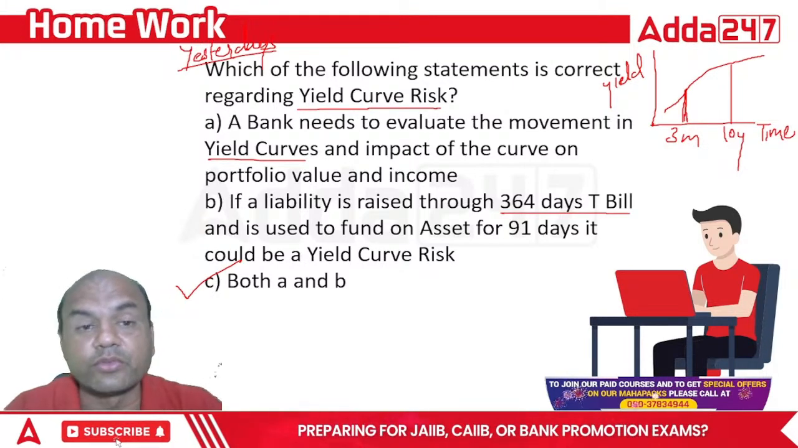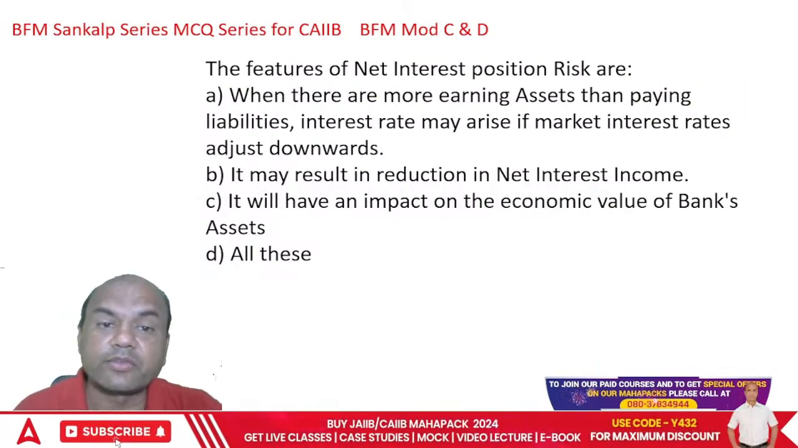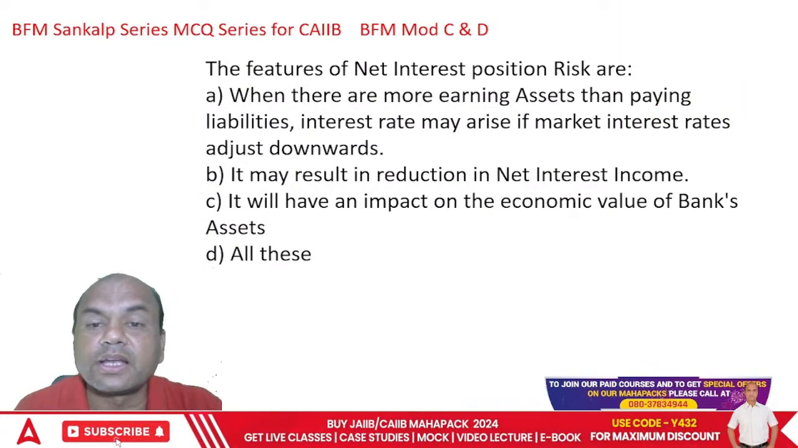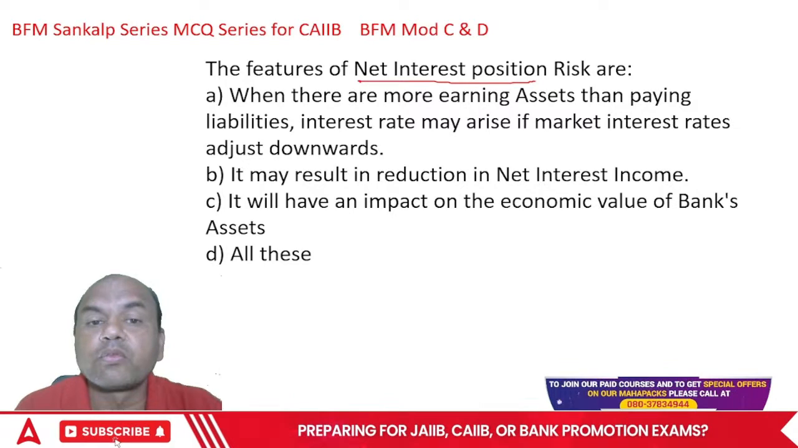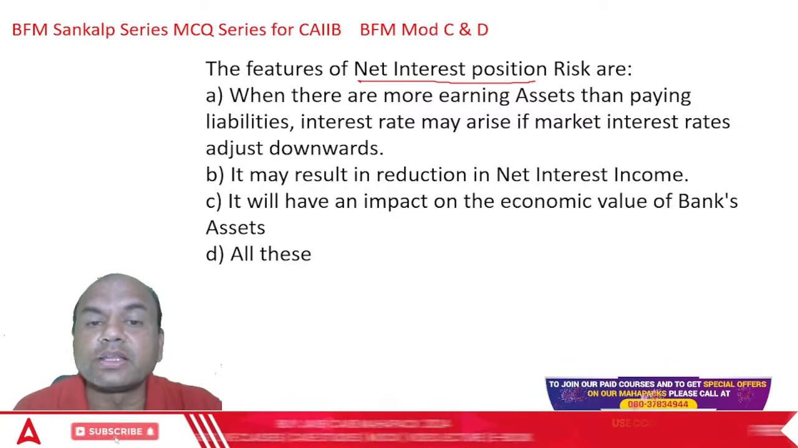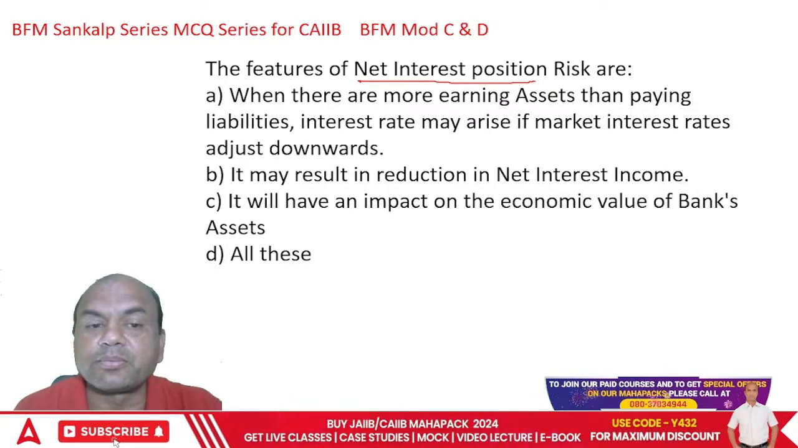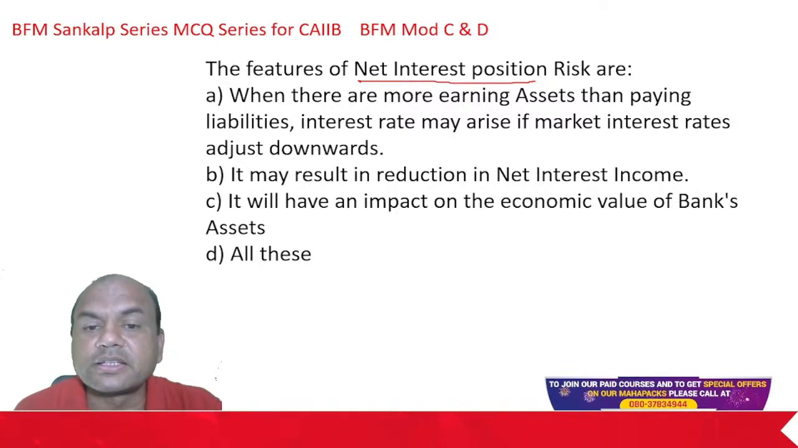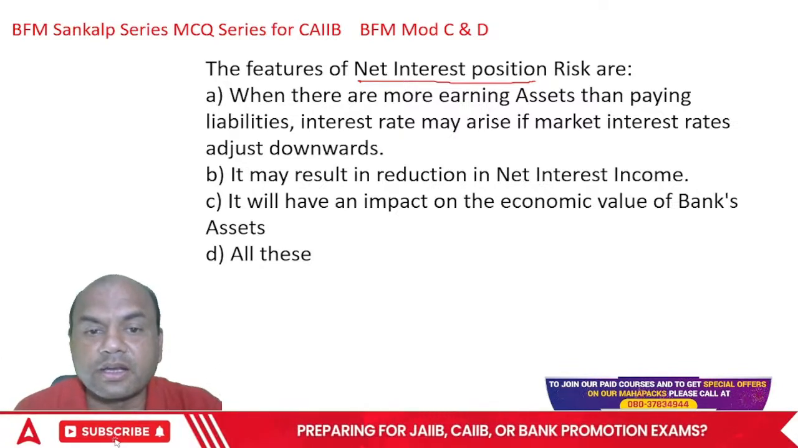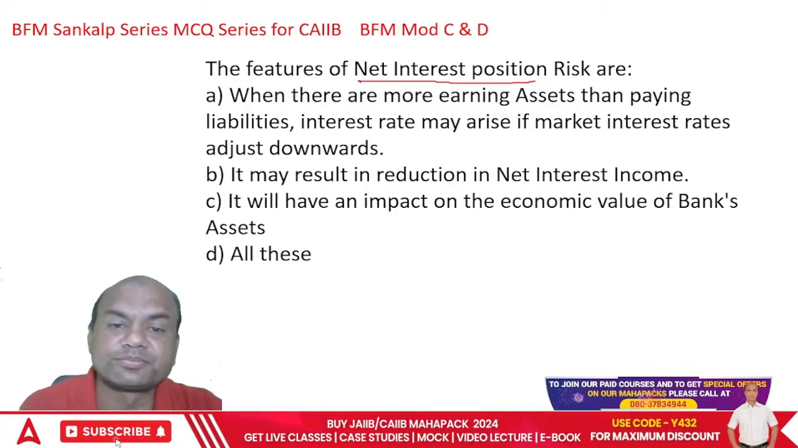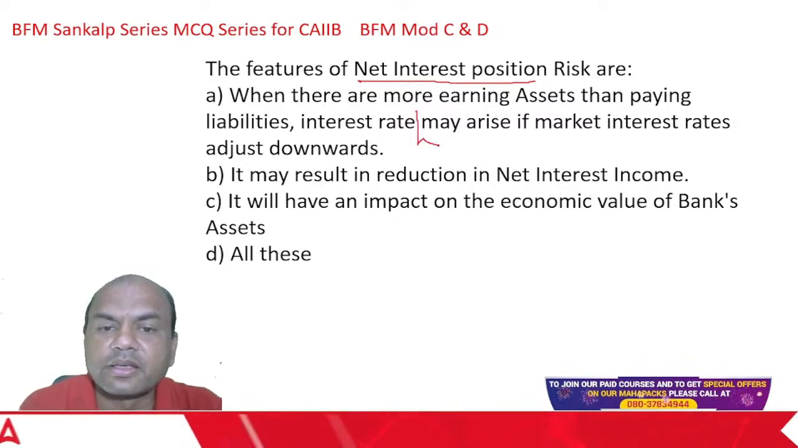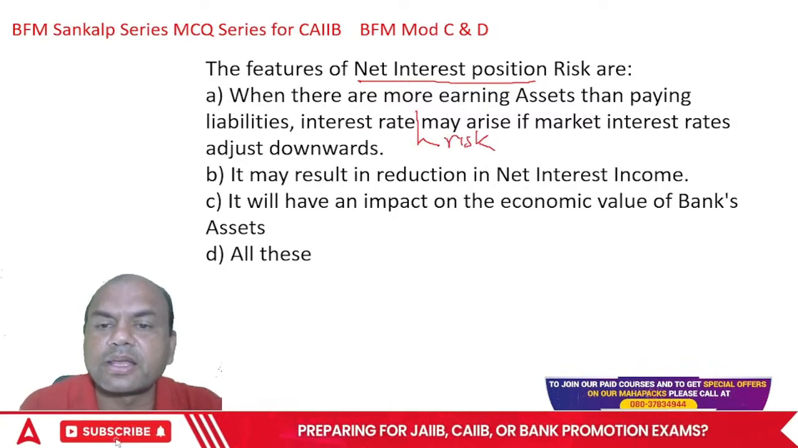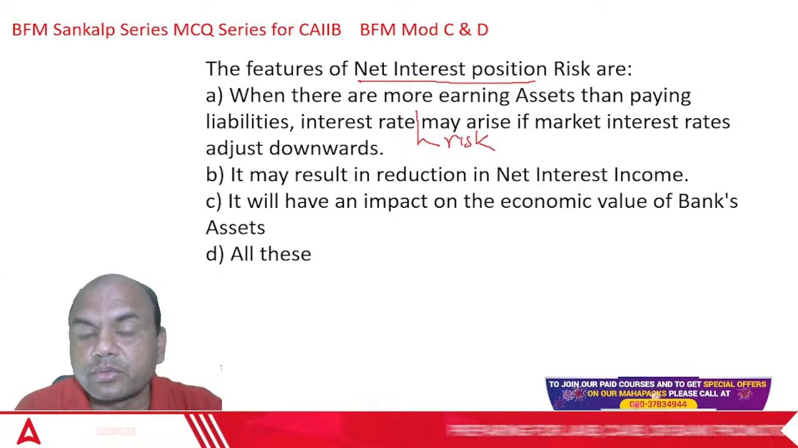This was yesterday's homework. Let's start with today's part. The features of net interest position risk: what are the features of this? When there are more earning assets than paying liabilities, interest rate risk may arise if the market interest rate adjusts downwards.